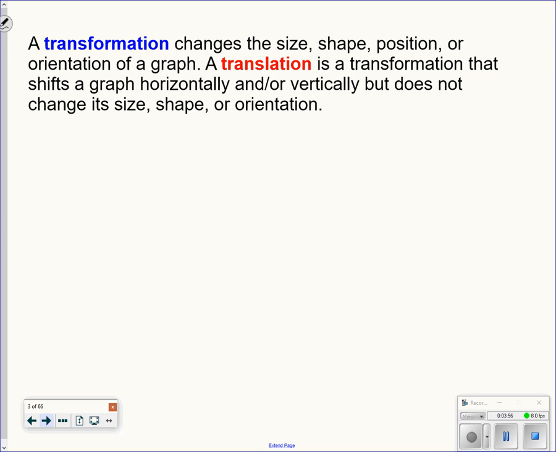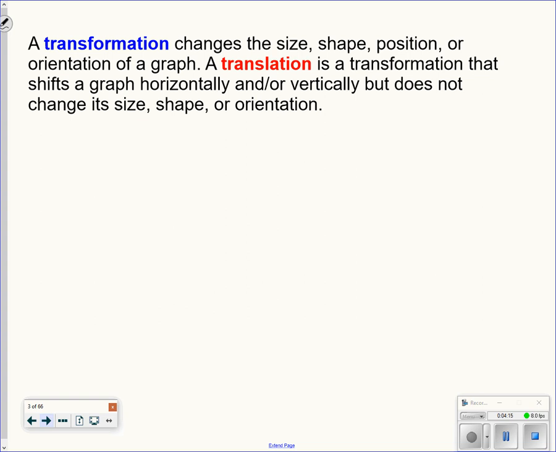A transformation is a general term. All of these are going to be called transformations. Transformations change the size, the shape, the position, or the orientation of a graph. Now, specifically, a translation is a transformation that shifts the graph horizontally or vertically, but does not change the size of the graph.